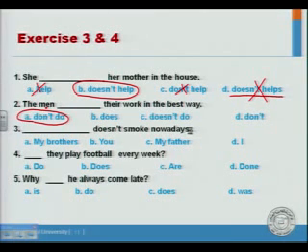Yes, we have here "doesn't." So when we have the verb "doesn't," the subject must be singular. So the only possible answer is "my father." Number four: "They play football every week."